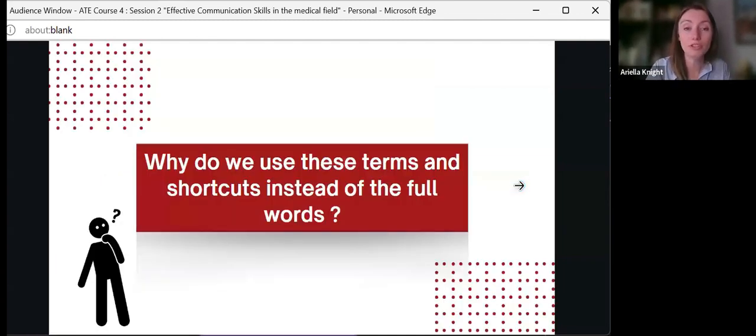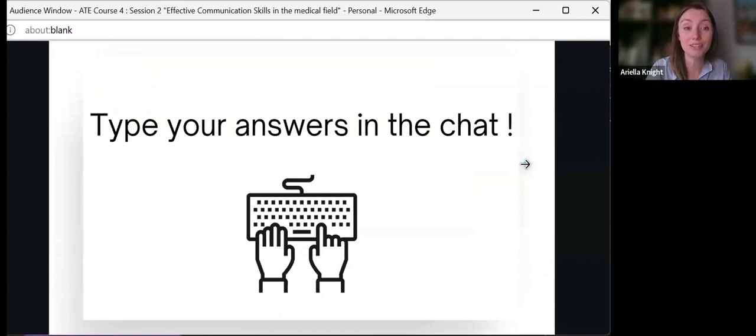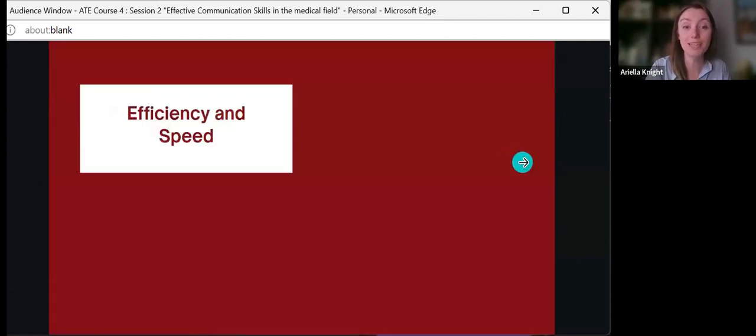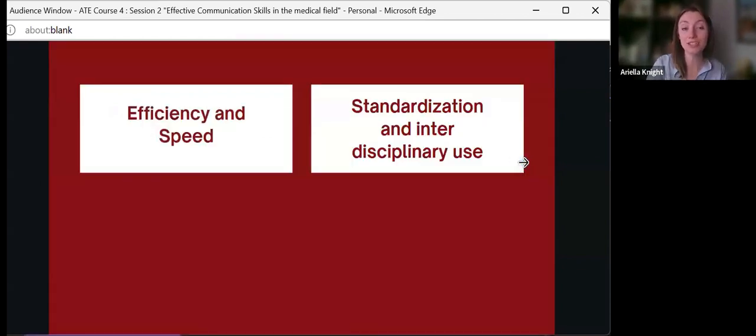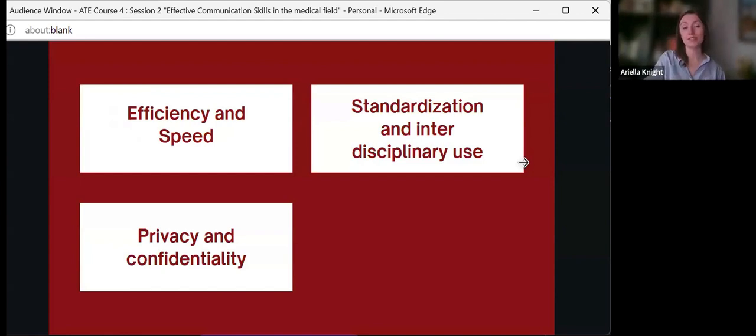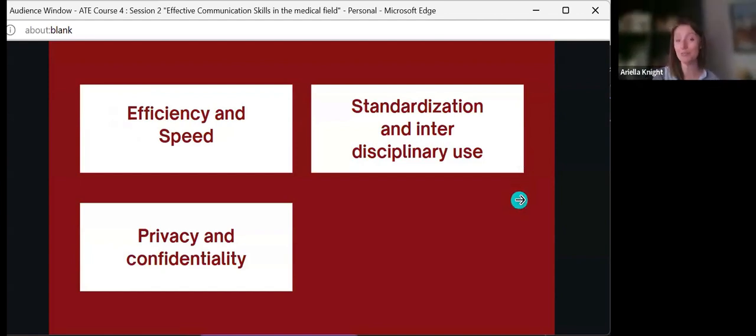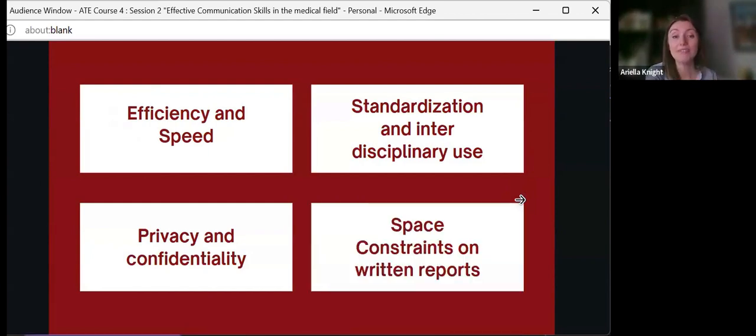Why do we use these terms and shortcuts instead of the full words? Efficiency and speed, standardization and interdisciplinary use, privacy and confidentiality. If we use short words, if we use slang words, sometimes the privacy of a patient might be protected. And then on written reports, it's because we don't have enough space. Let's look at some examples of what we're talking about.